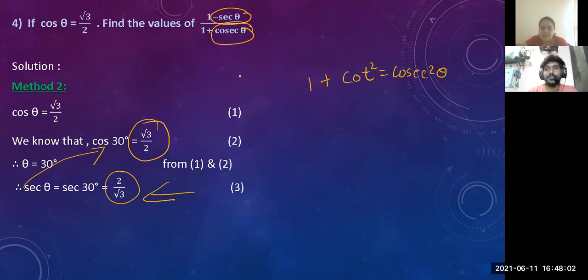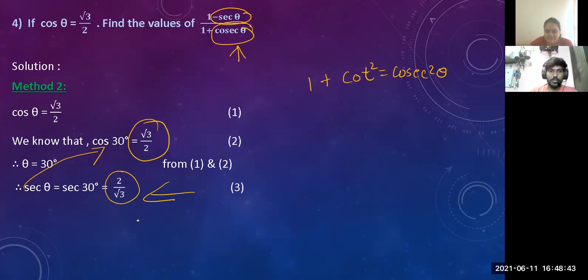Now, isn't that easier? Sine square theta plus cos square theta equals 1. Yes, but we have to use the identity, and I am trying to show you without using identities. That we did in the first method. The second method is without using the identity, just using the angle formula. So now we got sec 30. Now I need to find out cosec 30.